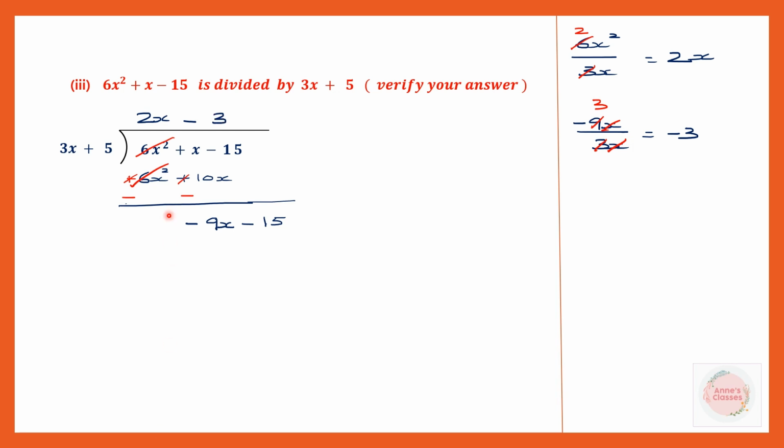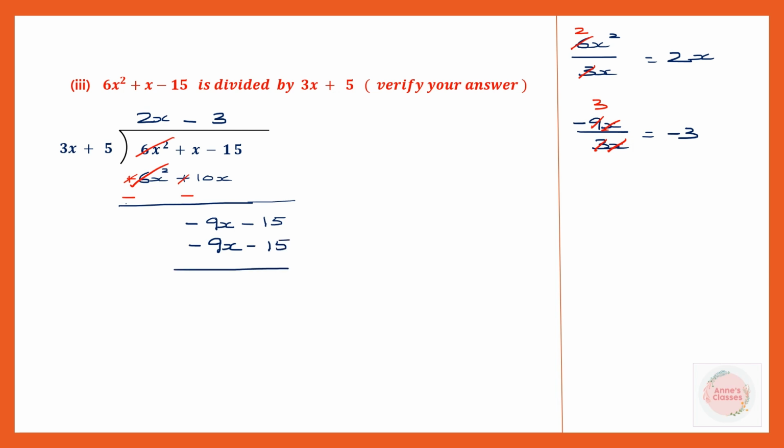Now let's multiply minus 3 into every term here. So first minus 3 into 3x. The sign will be minus. 3 3's are 9, 9x. Then here 3 into 5. So the sign is minus and 3 5's are 15.